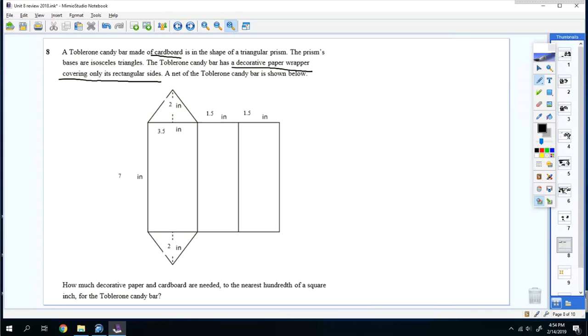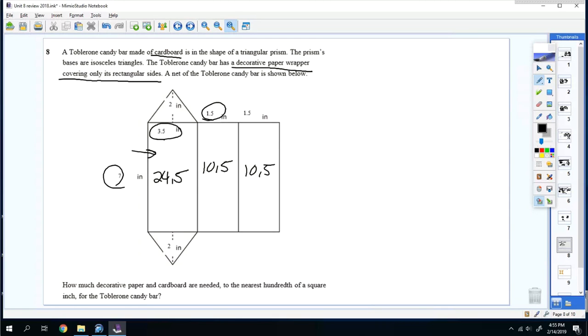Okay, so I'm going to find the area of this rectangle first. So that means I'm going to do 3.5 times 7. So 3.5 times 7 is 24.5. So then I'm going to do the next one. I'm going to do 7 times 1.5, which is 10.5. And this one's the same one, so this would be 10.5 as well.